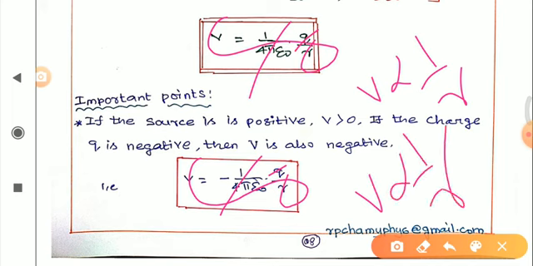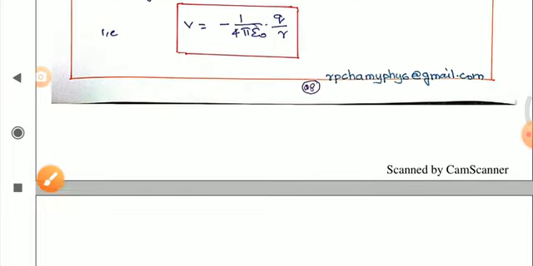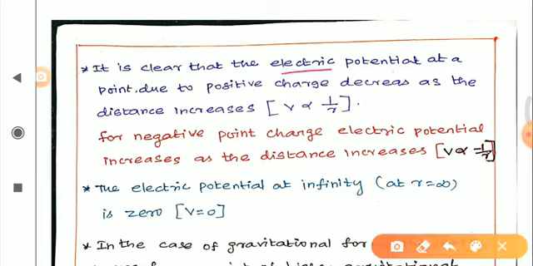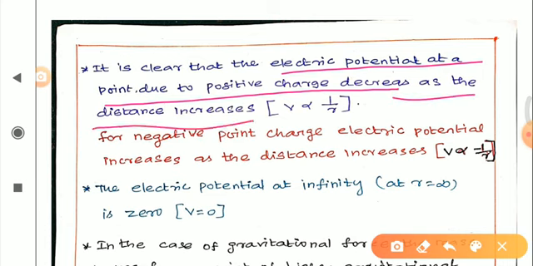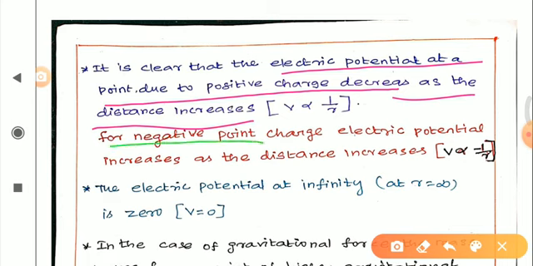So if the distance increases, the potential value will decrease. If the distance decreases, the potential value will increase. It is inverse proportion. It is given in the next point. What have they given there? It is clear that for the point charge, the electric potential at a point due to the positive charge decreases as the distance increases. Why? Because it is inversely proportional. But for the negative charge, it is an important thing here. For the negative charge, electric potential increases as the distance increases. That is direct proportion.